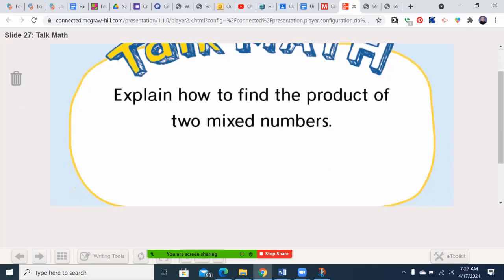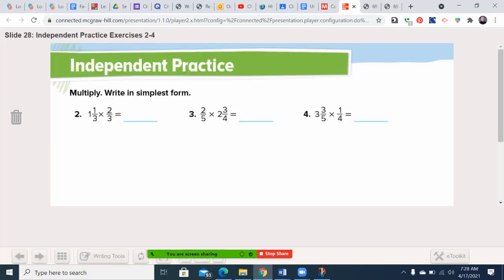Talk about how would I find the product of 2 mixed numbers? Well, remember, we turn them into improper fractions. We multiply, we simplify. Now you're going to show me by doing numbers 1, 2, and 3. So go ahead and pause the video, and when you're done, let's come back to the other side.